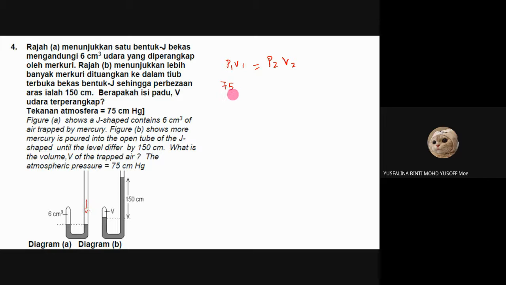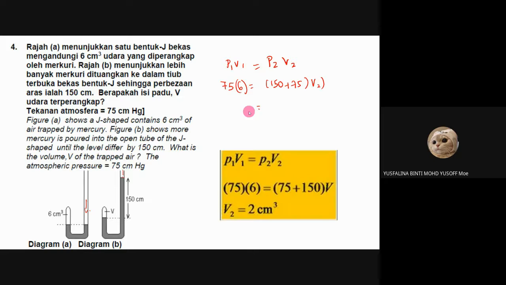Only 75, and then times 6. This is the volume. And for diagram B, add 150 cm of mercury. So you have to add 150 plus 75. Now you have two pressures, atmospheric pressure and the pressure from the mercury. You need to find V2 here, right? So what is the answer? 450 divided by 225. So you get 2. So your answer is 2.